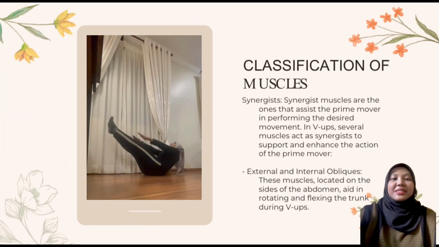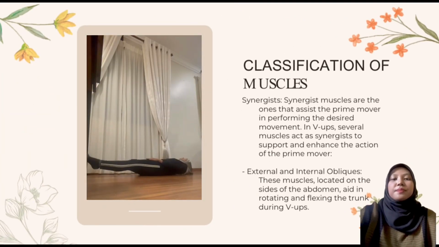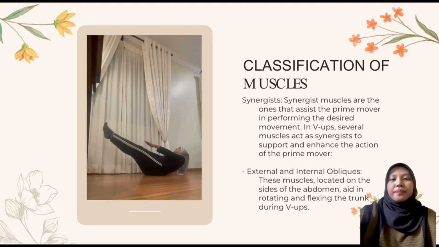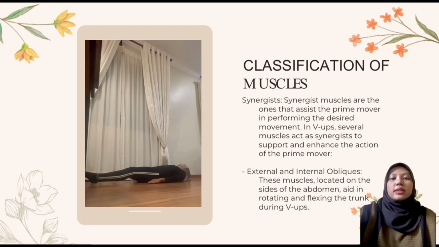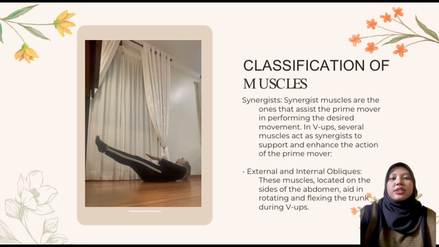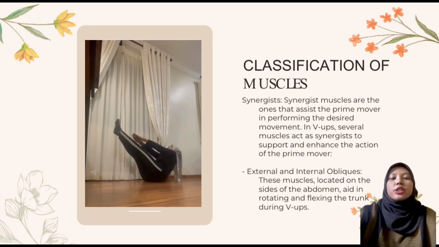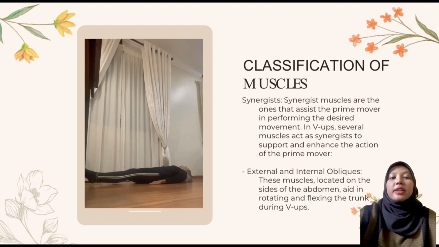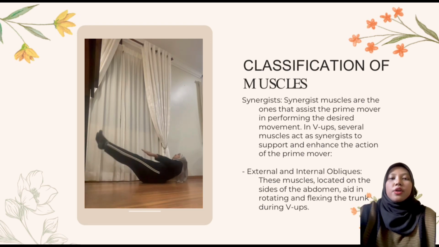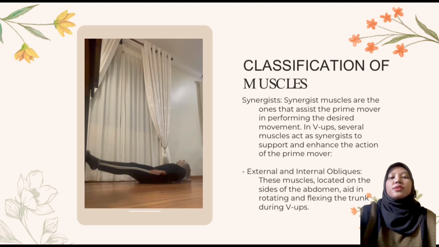3. Synergist. Synergist muscles are the ones that assist the prime mover in performing the desired movement. In V-up, several muscles act as synergists to support and change the action of the prime mover. So there are the external and internal obliques. These muscles, located on the side of the abdomen, aid in rotating and flexing the trunk during V-up.